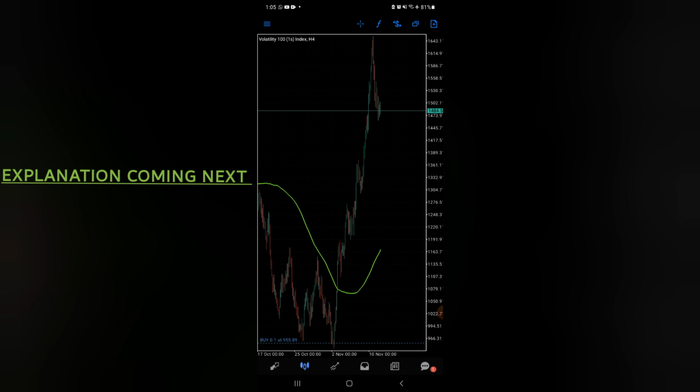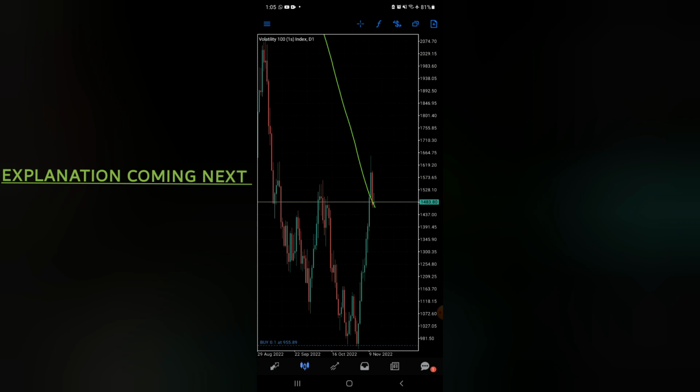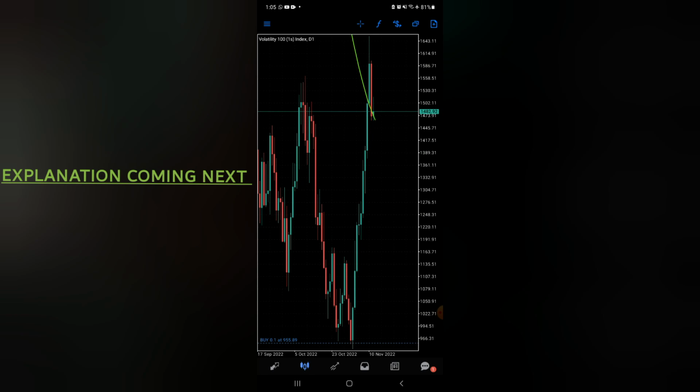The signals were also dropped on WhatsApp. You see, check out the sniper entry from the H4. Then if you go to the daily time frame, you can see the same here. This was a sniper entry. So we're going to explain the entry using pure price action, guys. Believe me, this strategy is going to change your life. So let's go straight into the video.